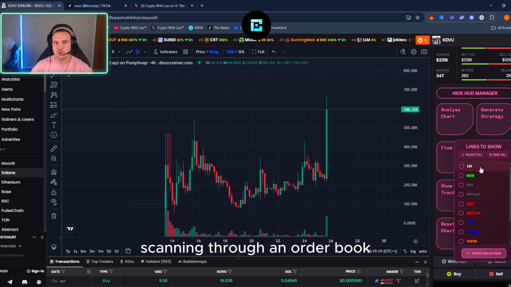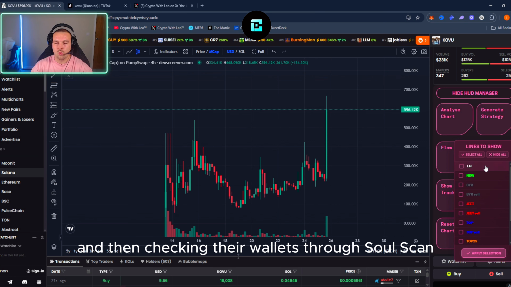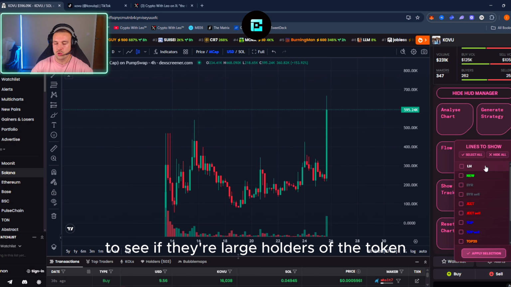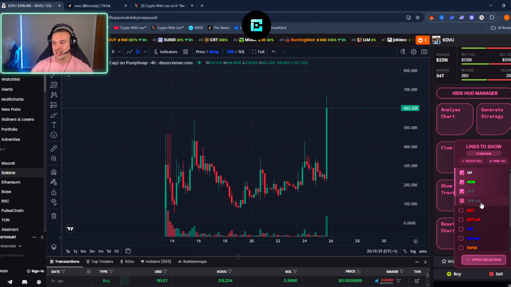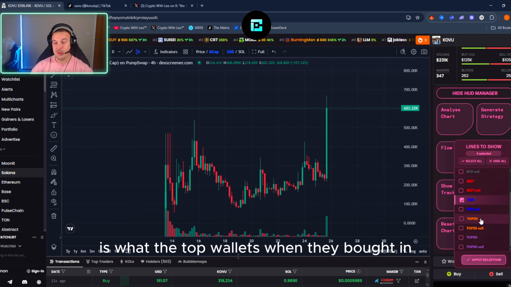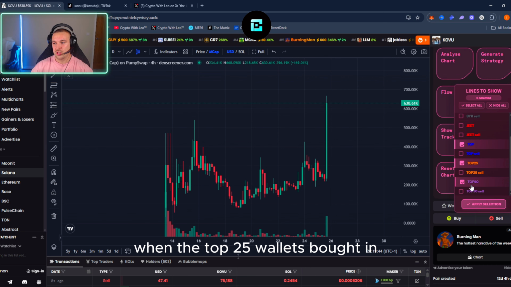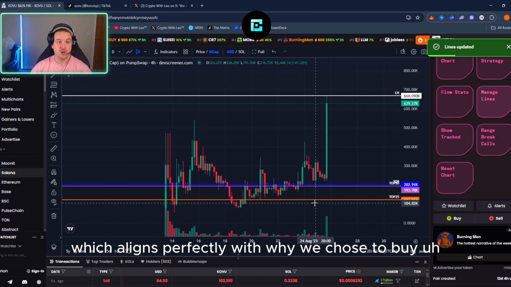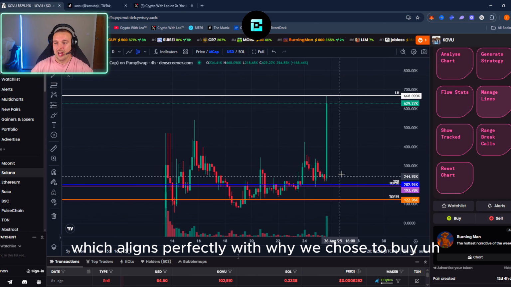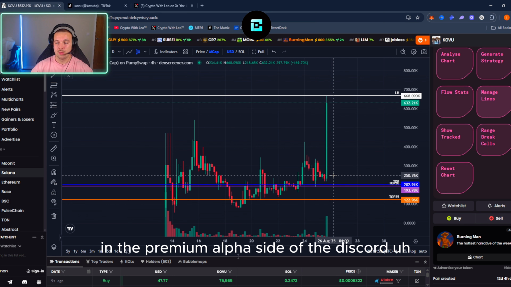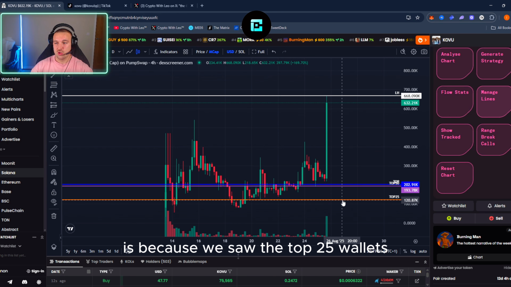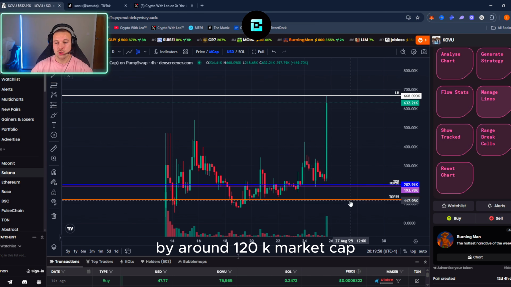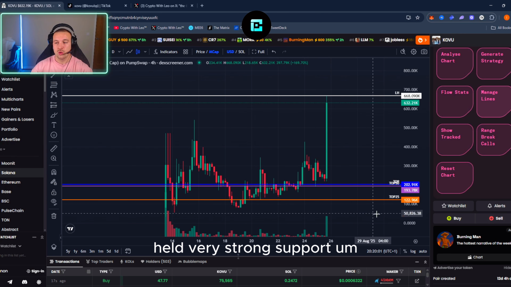No longer do you have to go scanning through an order book, trying to watch the order book itself to see who's heavy selling and then checking their wallets through SolScan to see if they're large holders of the token. The HUD does all of this for you. But what I am going to be looking at is what the top wallets, when they bought in, when the top 25 wallets bought in, and when the top 50 wallets bought in. And as you can see down here, guys, which aligns perfectly with why we chose to buy at around a 300k market cap in the premium alpha side of the Discord, is because we saw the top 25 wallets buy around 120k market cap, held very strong support.